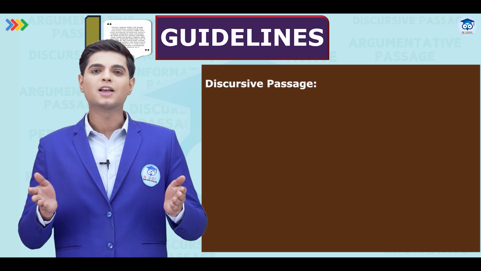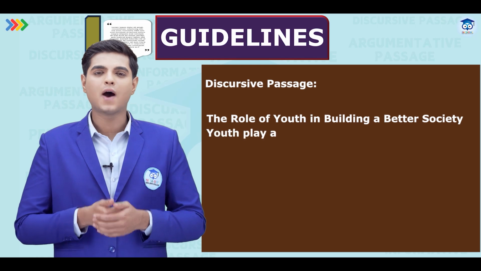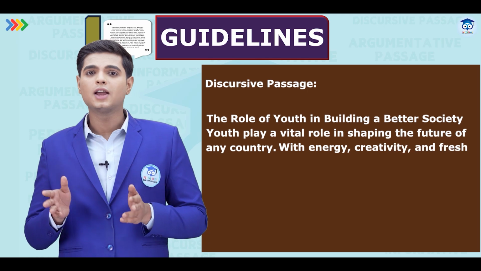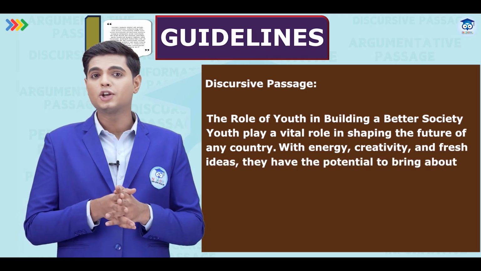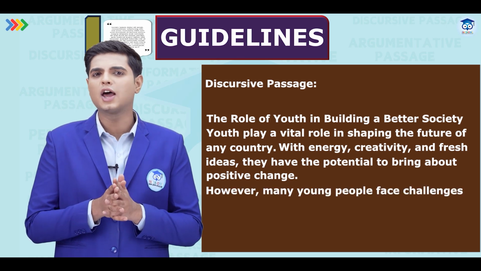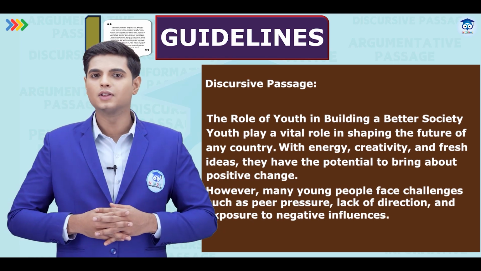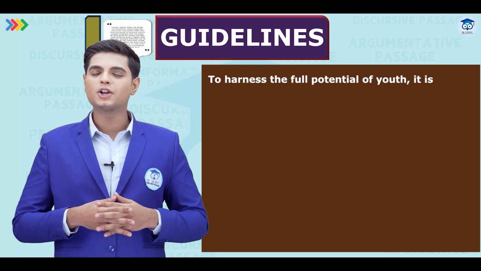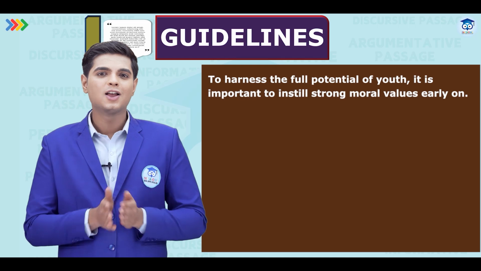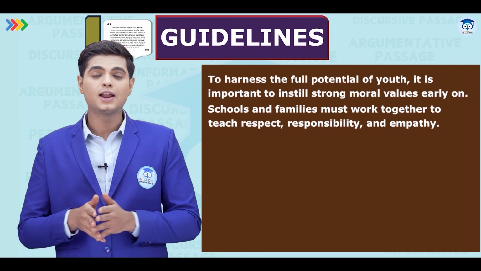Discursive passage. The role of youth in building a better society. Youth play a vital role in shaping the future of any country. With energy, creativity, and fresh ideas, they have the potential to bring about positive change. However, many young people face challenges such as peer pressure, lack of direction, and exposure to negative influence. To harness the full potential of youth, it is important to instill strong moral values early on. Schools and families must work together to teach respect, responsibility, and empathy.